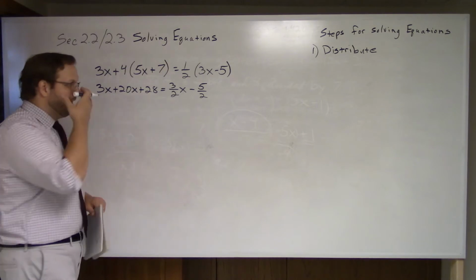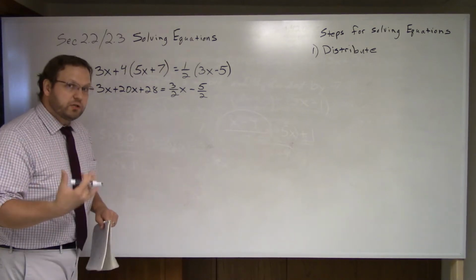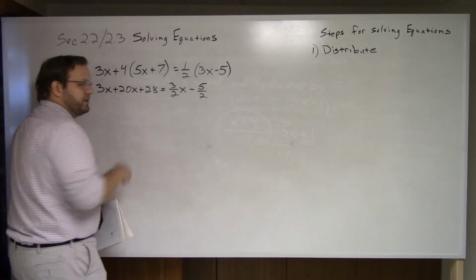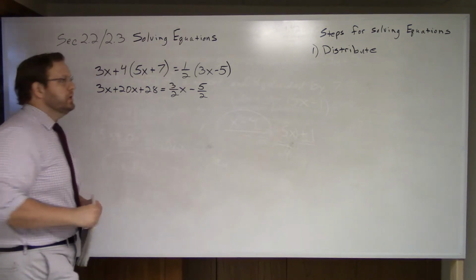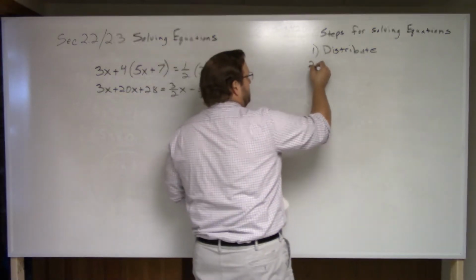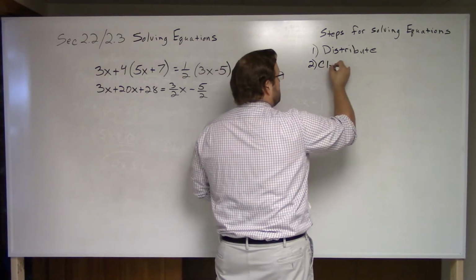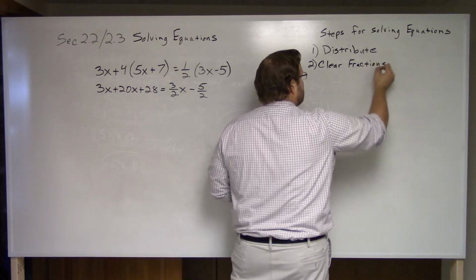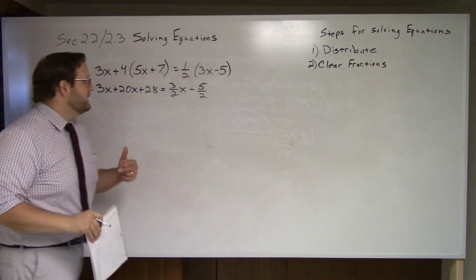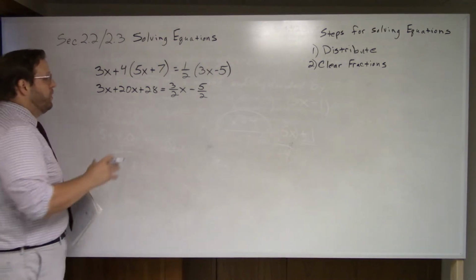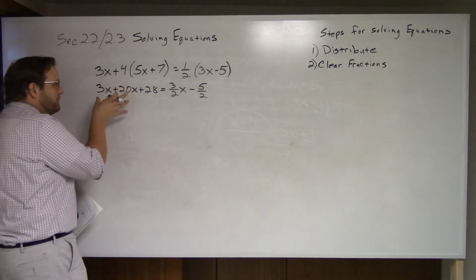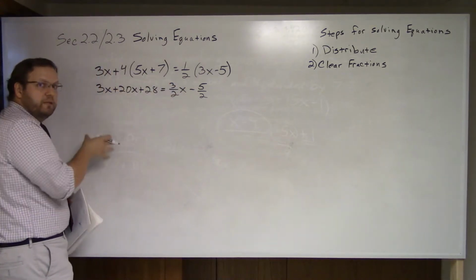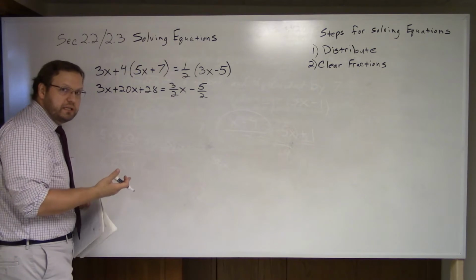Now the next thing, and this is something that we can do with equations, because remember, what you do to one side, you can do to the other. I don't like fractions, so I'm going to clear them out. So the second thing I'm going to do, if possible, is clear fractions. Okay, now how do I do that? What I'm going to do is I'm going to multiply both sides by the LCD of the equation, of all the fractions that we see in the equation.